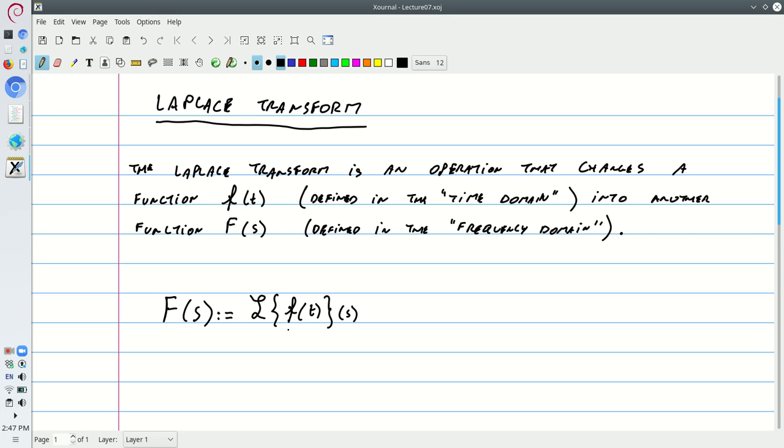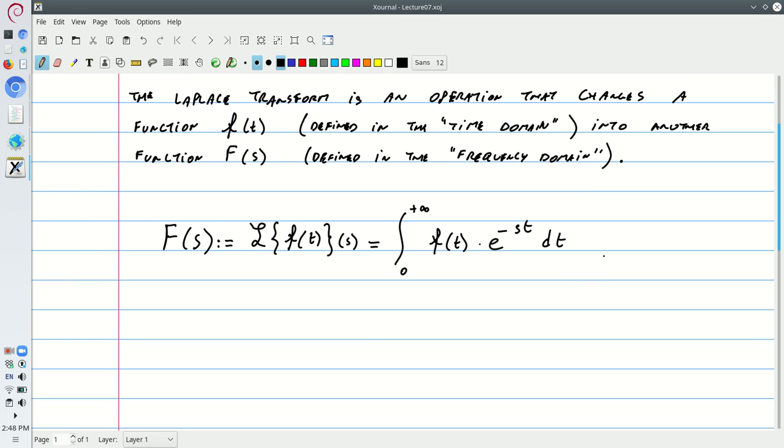It's very common to use the lowercase letter for the time domain function and the uppercase letter for the Laplace transform in the frequency domain, but you often find also this notation here, so I want you to be familiar with both notations. However, these are just names. What do you do? Well, the Laplace transform of a function f of t is the integral from 0 till plus infinity of f of t times the exponential of minus st in dt, and this is defined for all values s in the complex domain. So s can be a complex number, no problems, so long as the integral converges.